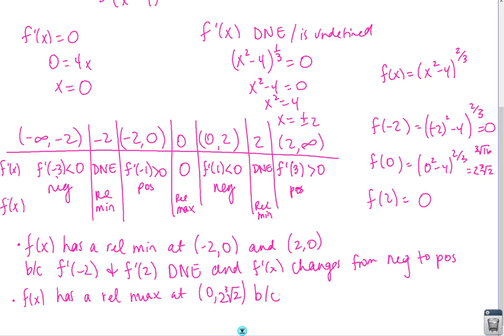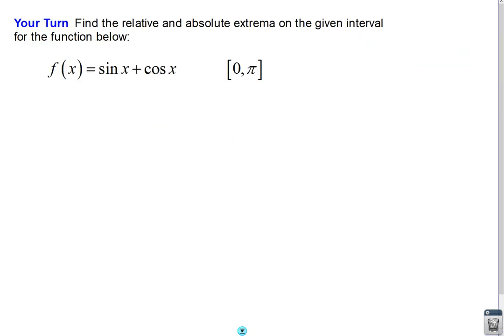Because this time, it's not the same reason: f prime of 0 equals 0, and f prime of x changes from positive to negative. Okay? So those are the relative extrema for that fun, crazy problem. Let's see about another one.